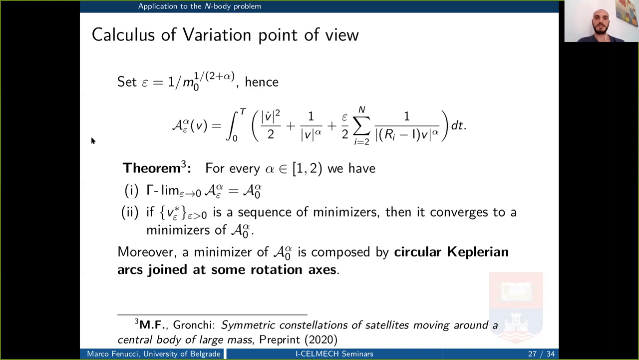So basically what happens is that, okay, we can rescale the action using this parameter. And the action is written in this way. So this is kinetic energy plus attraction of the central body. So this is basically a Kepler problem plus a perturbation, which is small if the central mass is big. And anyways, this perturbation is singular. So gamma convergence theory is a special kind of convergence for functionals. And actually we proved that these functionals gamma converge to the action of the Kepler problem.